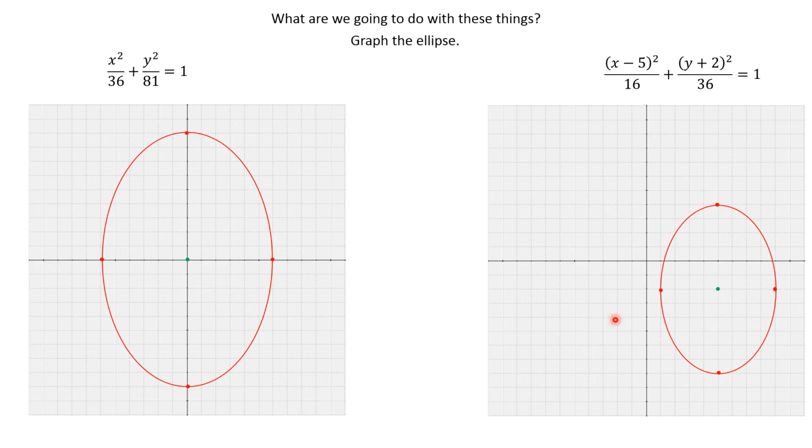It's the same way I'd graph a circle, except that we don't go over and up and down the same amount. We go different amounts. Anyway, that's ellipses. Lots of stuff we're working on, but most of what we're actually doing with them isn't hard. It just looks hard because we had a lot of vocab and stuff to deal with first.